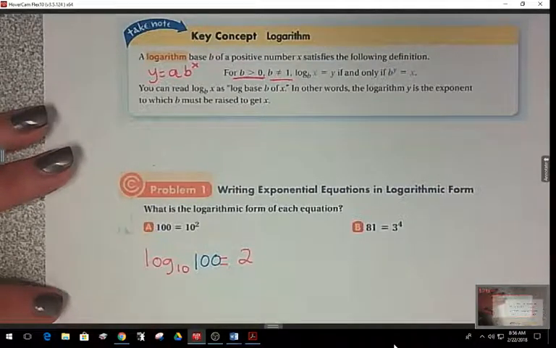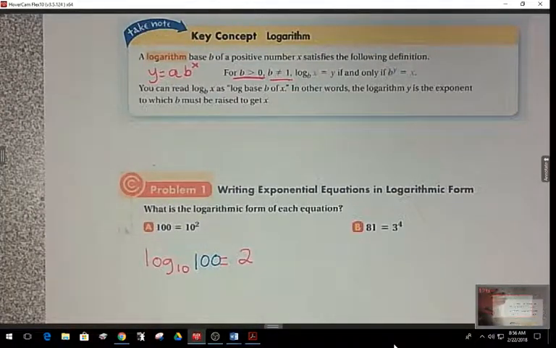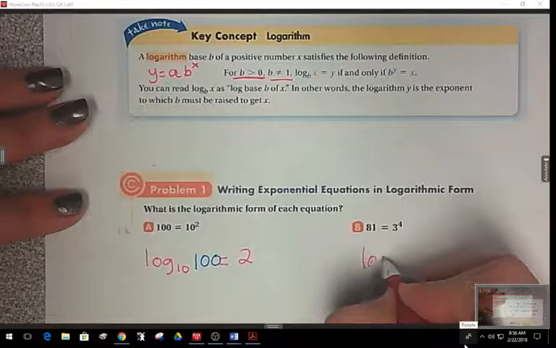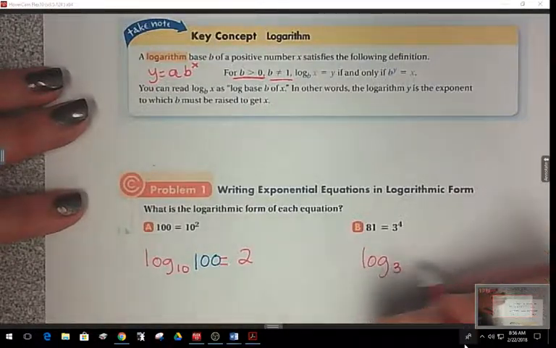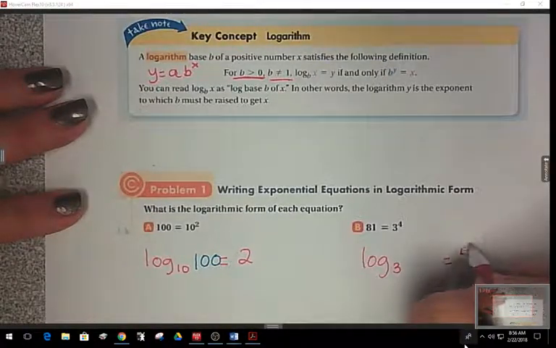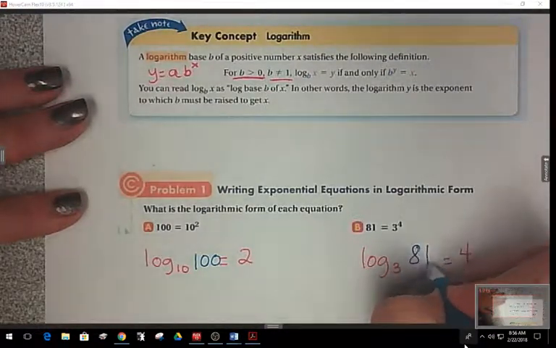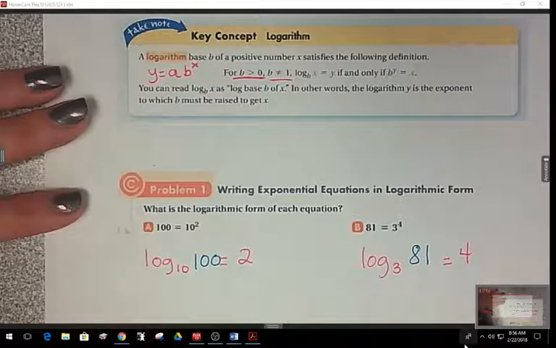Okay, and I do it this way every time, or like I said, I mess it up. Some of you may have an easier time changing this than I do, but I have to really work at it. Okay, so once again for part B, I'm going to write log, my base is 3, my power goes over here, and then I fill in with the 81. And that's read as log base 3 of 81 is equal to 4.